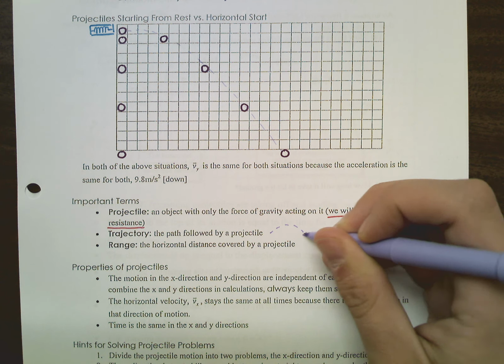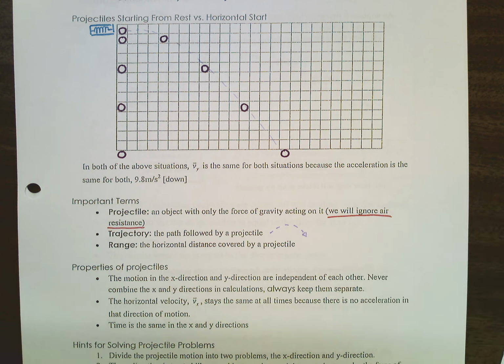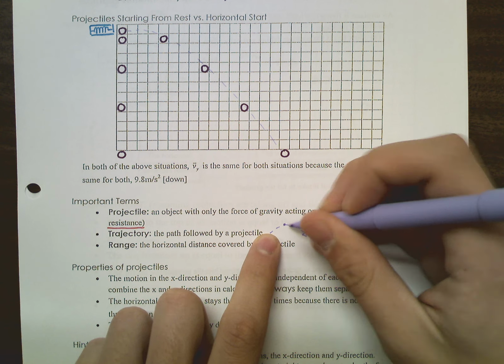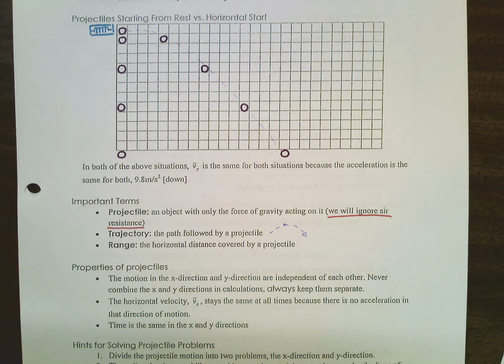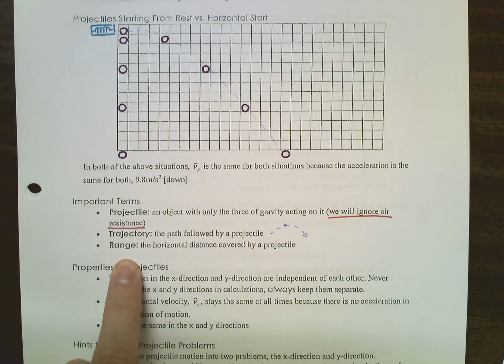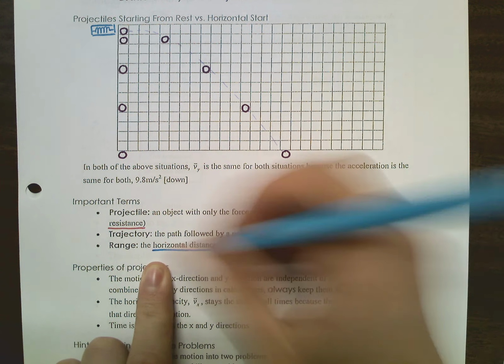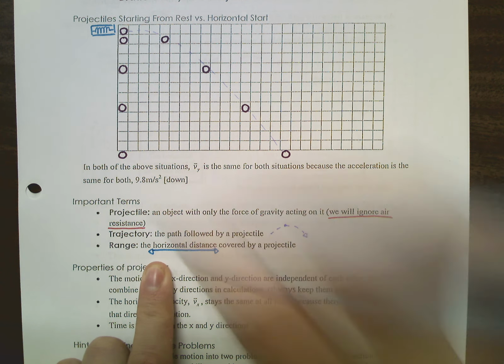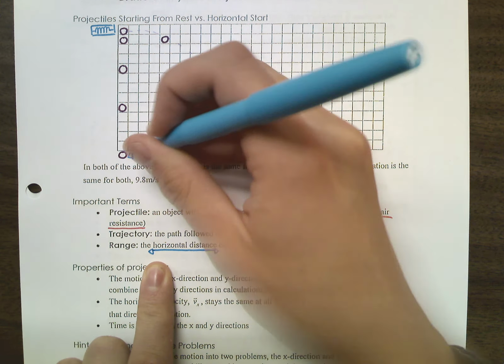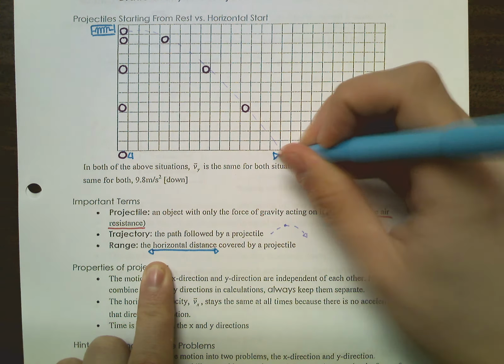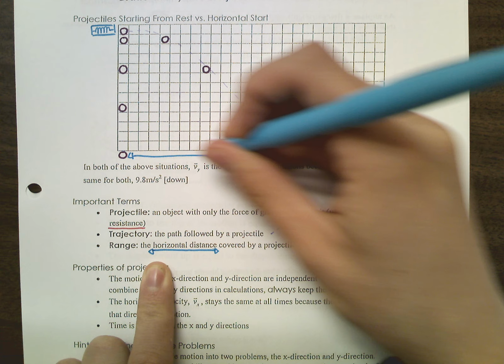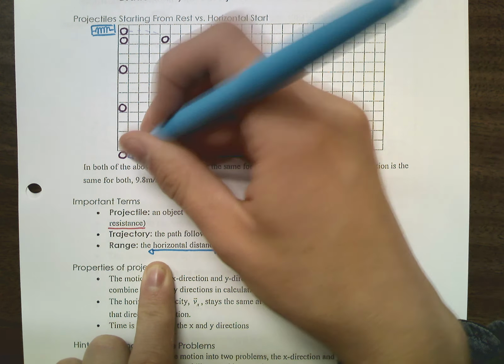Now the trajectory is in our little purple that we have there. It's the path followed by the ball. Now in our case, it just started from up here. So it starts from a horizontal start. And the range is the horizontal distance covered by the projectile. So right here to right here, that is our range.